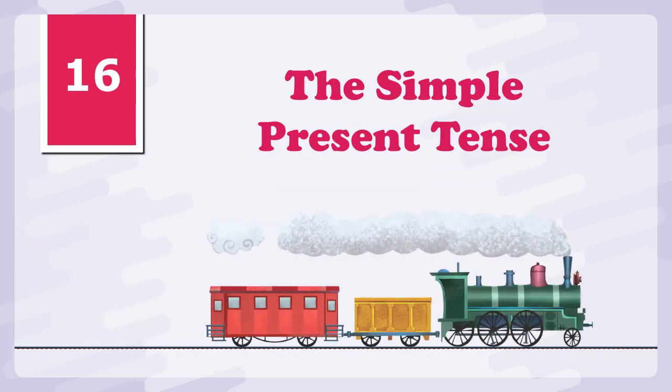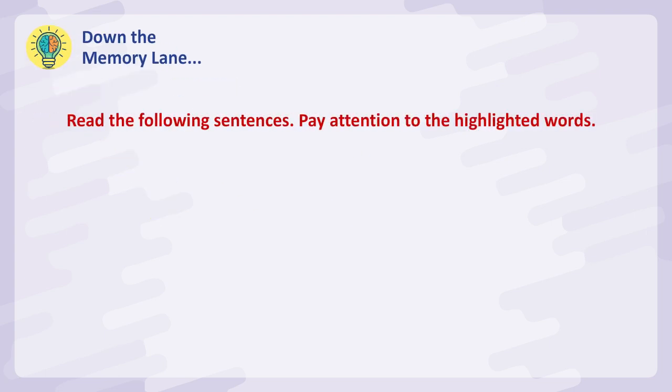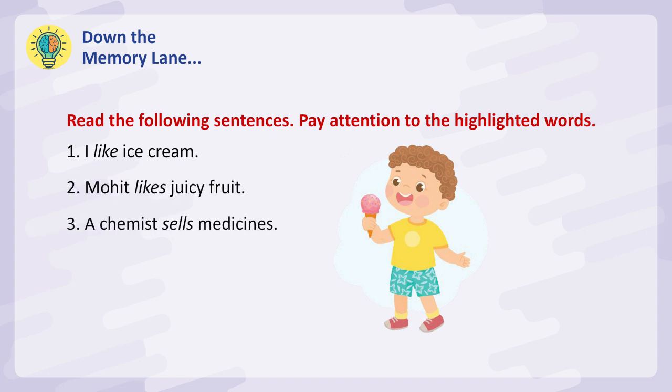Lesson 16. The Simple Present Tense. Down the Memory Lane. Read the following sentences. Pay attention to the highlighted words. I like ice cream. Mohit likes juicy fruit. A chemist sells medicines. The cow eats grass.